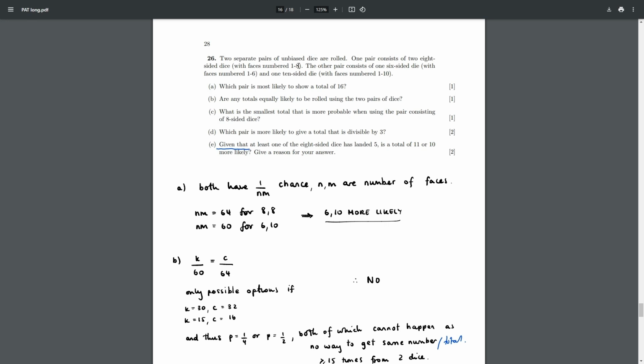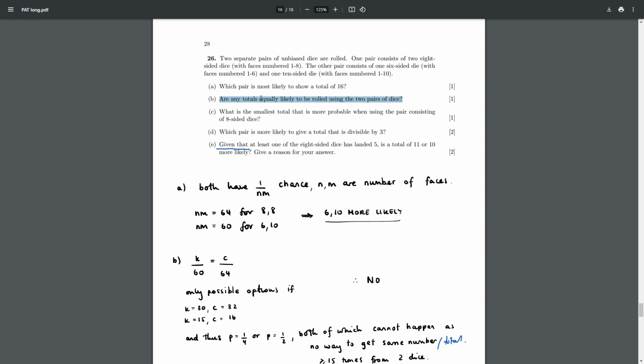We know the total number of outcomes for the 8 dice is going to be 64, 8 times 8, and the total number of outcomes for the 1 to 6 and 1 to 10 dice is going to be 60, because of 6 times 10, the total number of options. And there's only one way to get 16 for both of them. For the 8 dice, it's going to be 8 and 8, and for the 6, 10, it's going to be a 6 and 10. So the chance is 1 over nm for each die, where n and m are the number of faces. For the 8, it's 64. For the 6, 10, it's 60. 1 over 60 is greater than 1 over 64, so the 6, 10 is more likely.